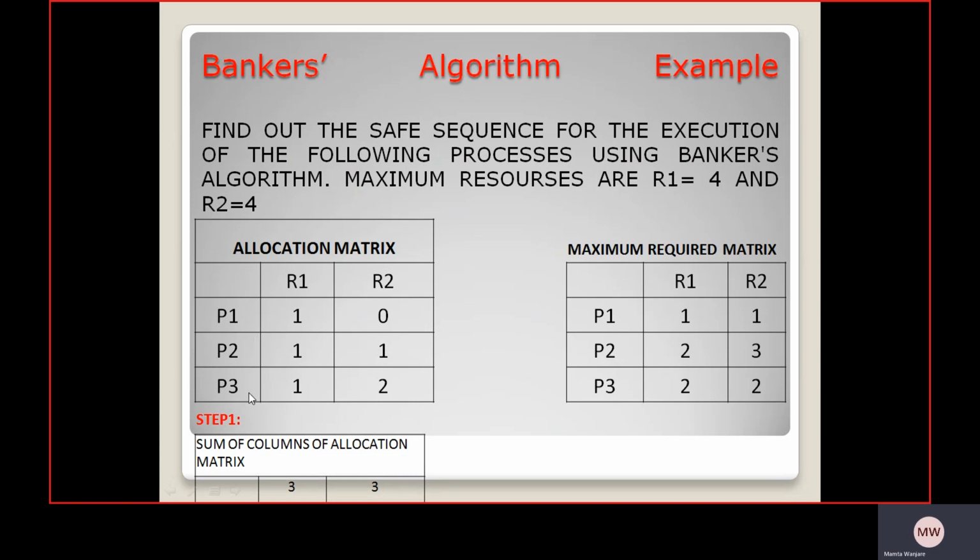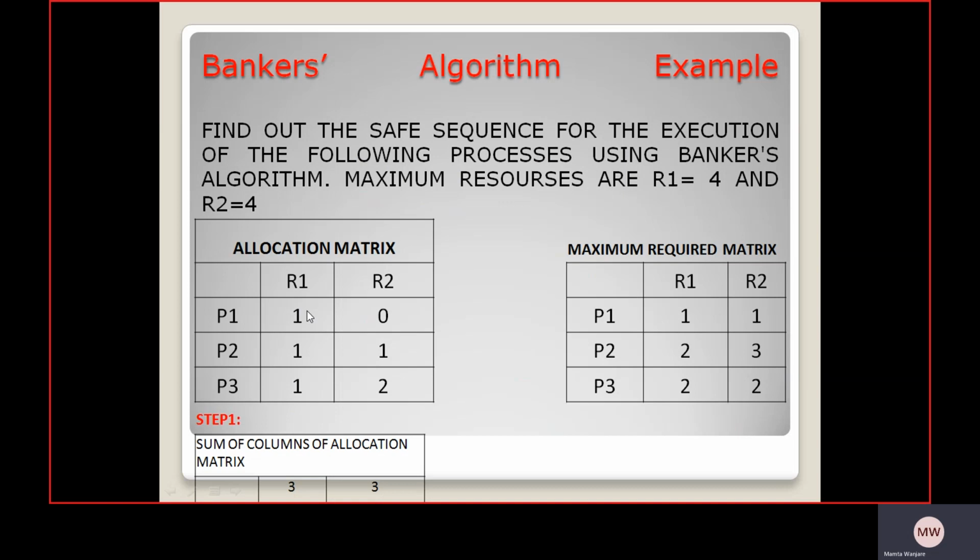Three processes are mentioned here and two resources are given. Its values are given here. And from that, we have to find out the safe sequence or safe state. So the first step of that numerical is to find out the sum of columns of the allocation matrix.